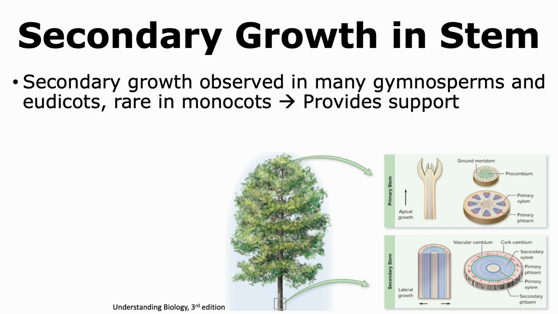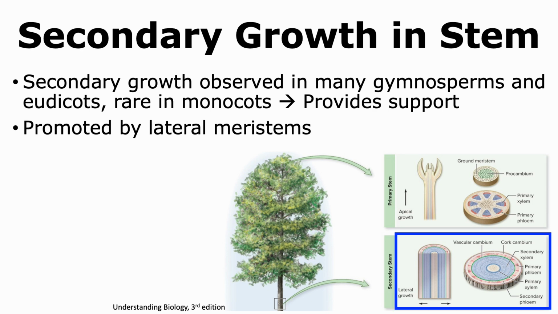The stems of gymnosperms and some angiosperms, including the eudicots, show secondary growth. Secondary growth is normally not observed in monocots. The main purpose of secondary growth is to provide support. This is because the secondary growth results in an increase in the thickness of the stem.